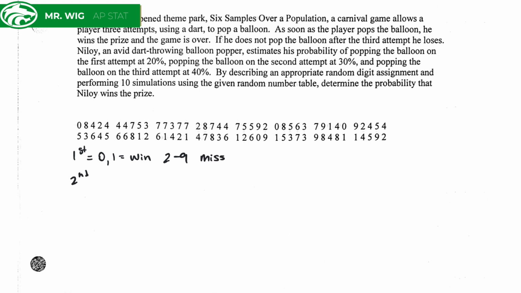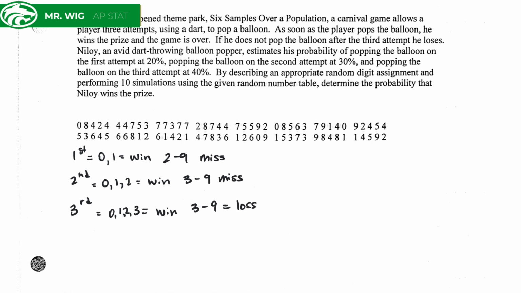For the second dart, we're going to say that 0, 1, and 2 equals a win. And then 3 through 9 would represent missing it, or a loss. I guess I should have written that one. My third and final attempt, because he's only going to throw 3 darts, would be 0, 1, 2, and 3 to represent a win. And then 4 through 9 would be a loss, that's right.